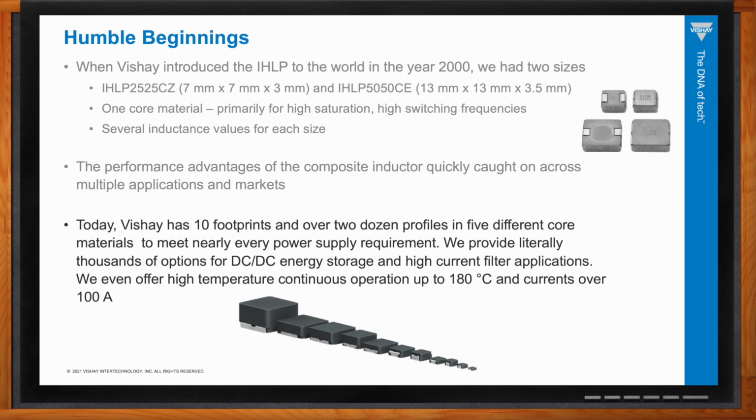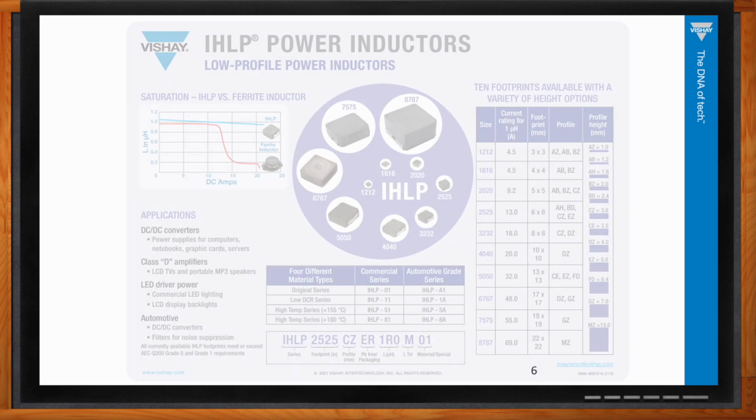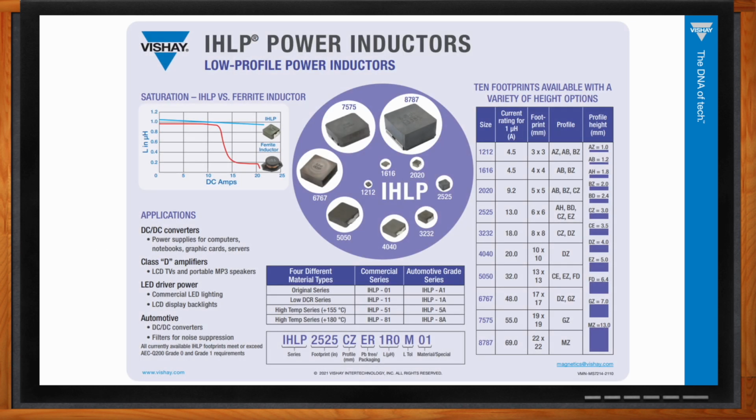Fantastic. Now, Tim, can we take a closer look at these IHLP power inductors? Yes, we certainly can. So this is kind of a quick overview. There's a lot of information on this slide, but it gives you an idea of what the different sizes are of the IHLP inductors. And over on the right, we see the general size of the inductor in the footprint. We go from 3 millimeters by 3 millimeters all the way up to 22 millimeters by 22 millimeters.